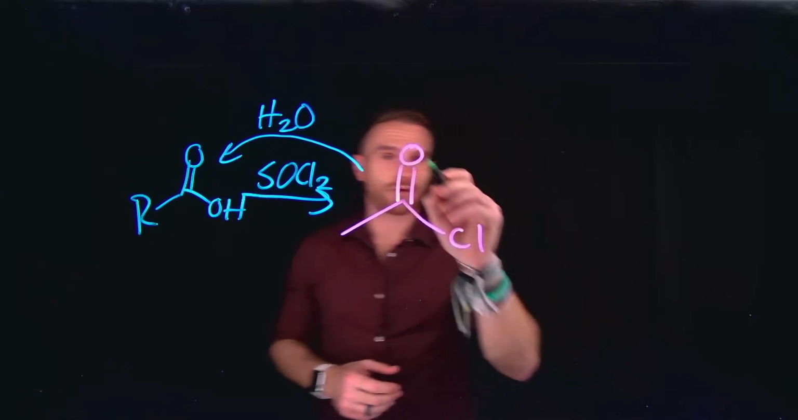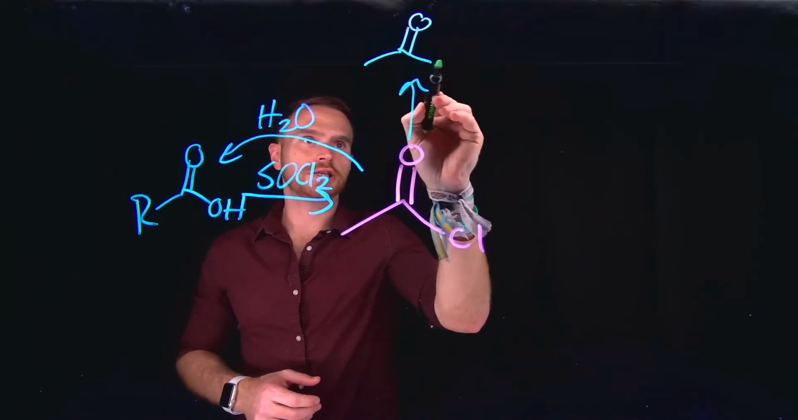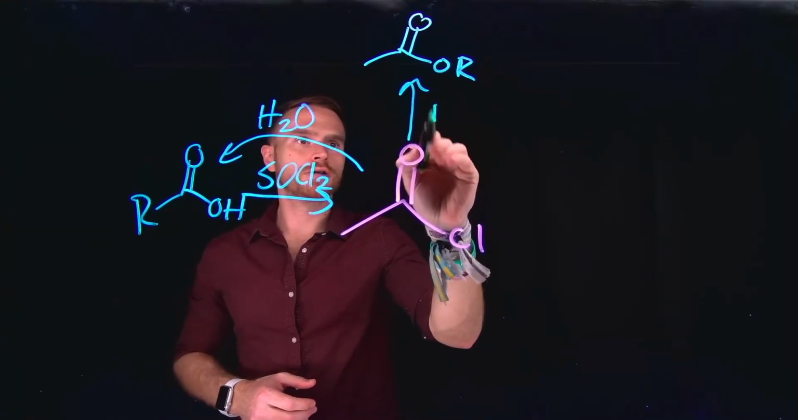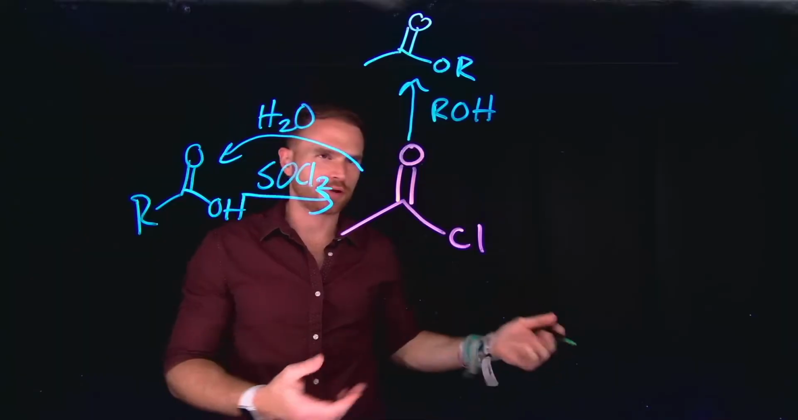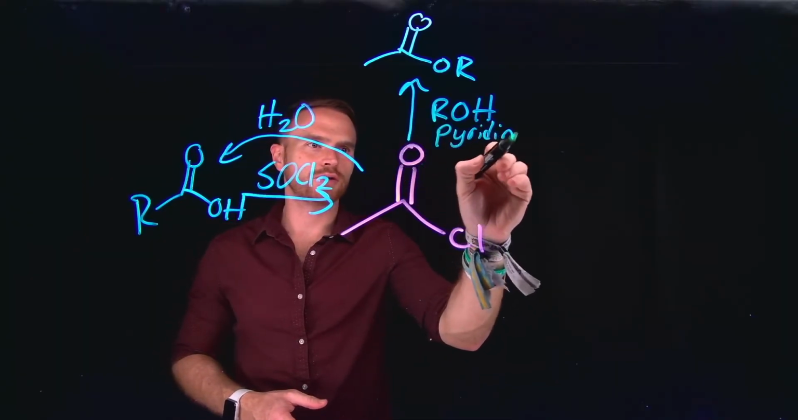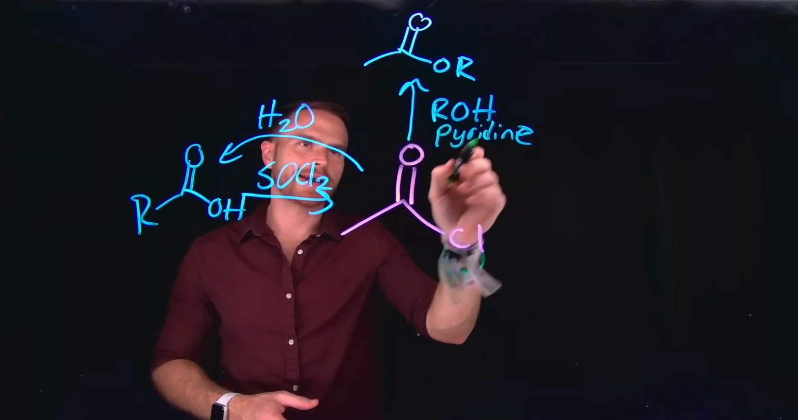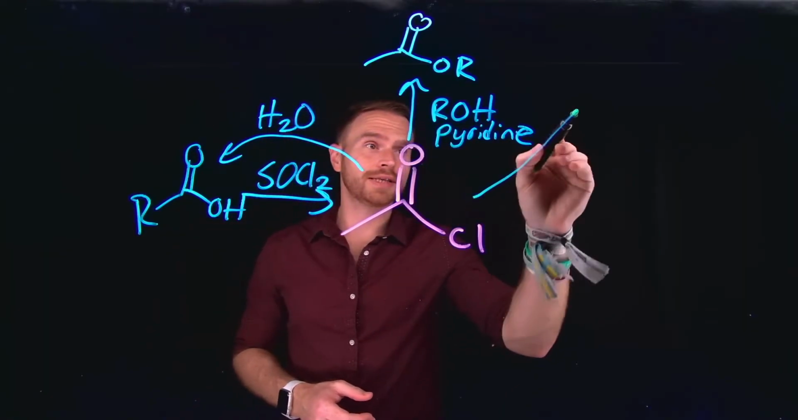We can also turn acid chlorides into esters through the addition of an alcohol, so ROH, where the R is any alcohol, could be ethanol, methanol, etc., and pyridine. So pyridine is often the solvent used in this process, and we add an alcohol to create a brand new ester. We can turn acid chlorides into amides.